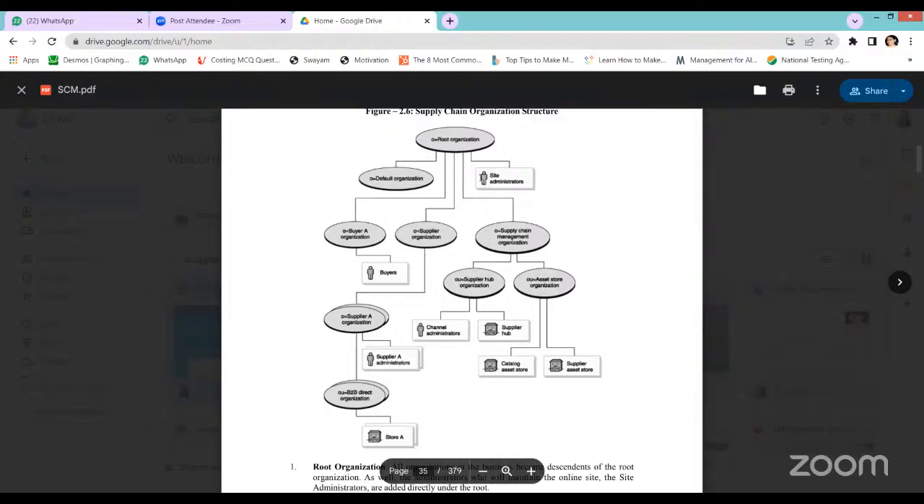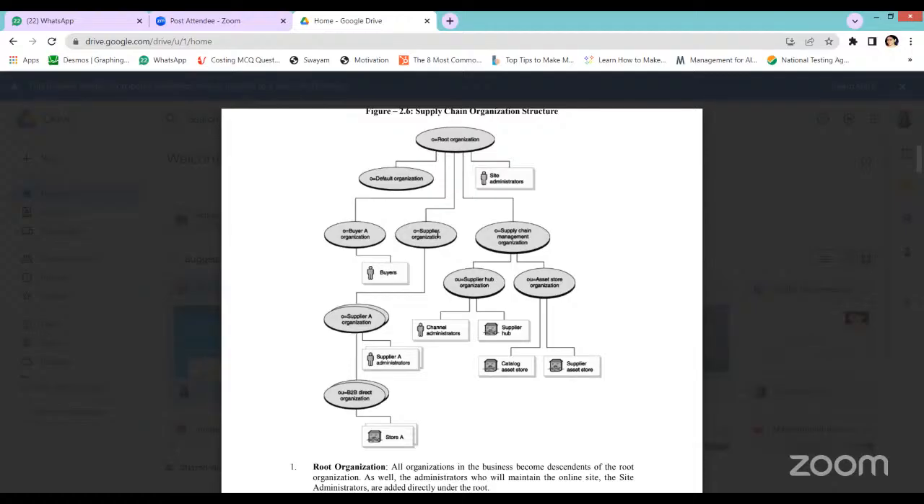Default organization and site administrator. These will move on to the buyer. Either this root organization will move on directly to the buyer organization, or the supplier organization, or the supply chain management organization, all three at a time also, right? The buyer organization is directly connecting with the buyer. If it is a supplier organization connecting, it again goes on to supplier A, supplier B.